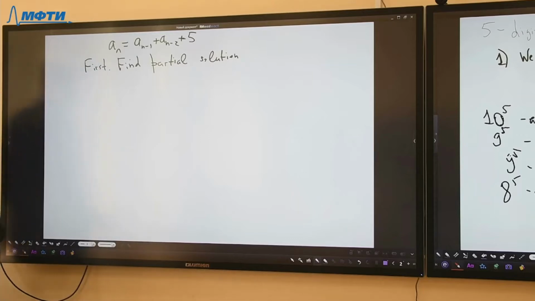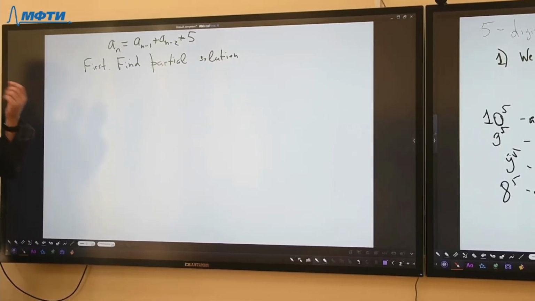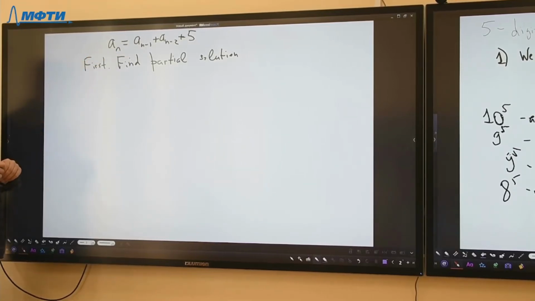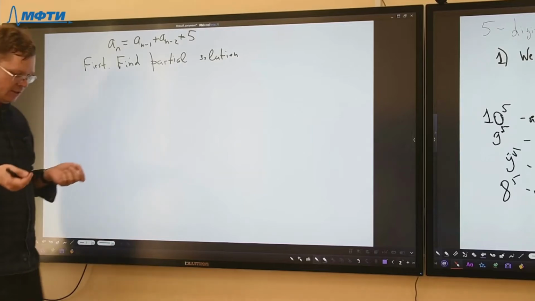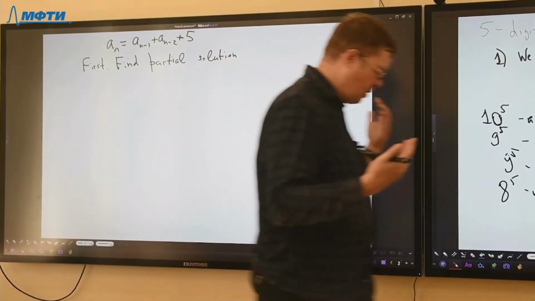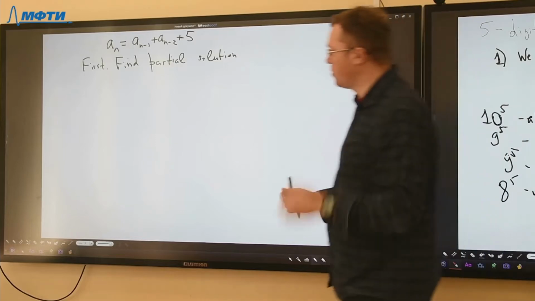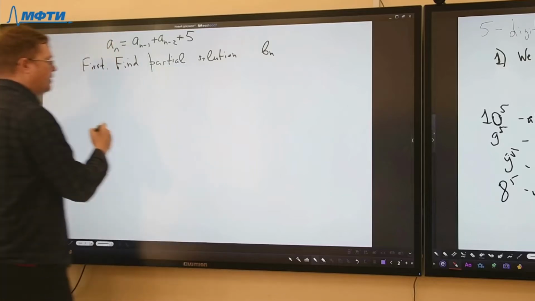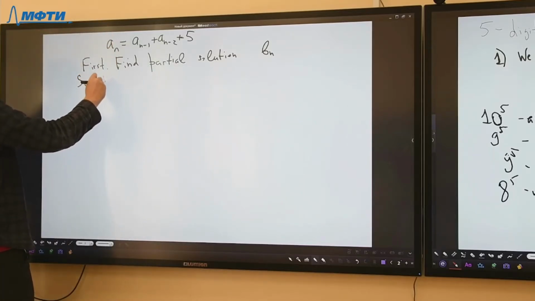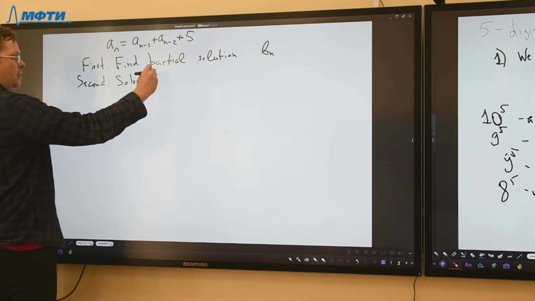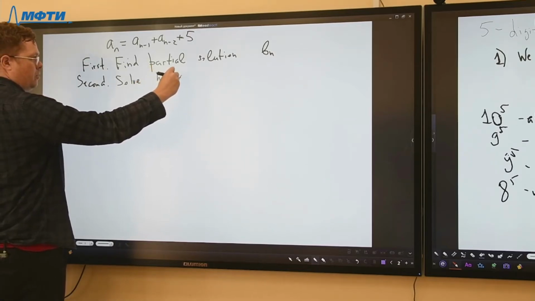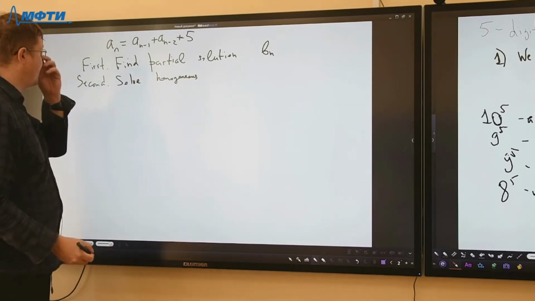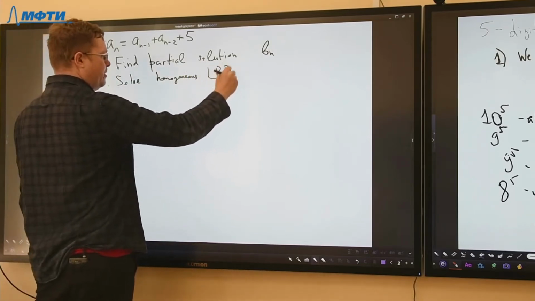Why is it so important? Because if you find a partial solution, then 2 solutions differ by a solution of the homogeneous recurrence relation. So if you find one partial solution, then all other solutions we can find by using a formula. So if you find a partial solution bn, then we can solve the homogeneous linear recurrence relation. I suppose this is correct.